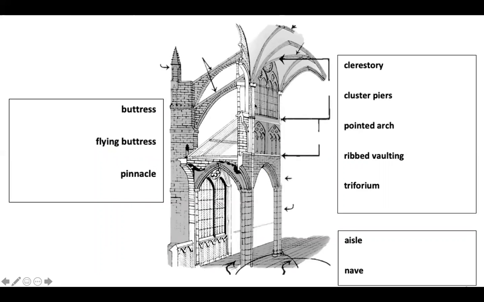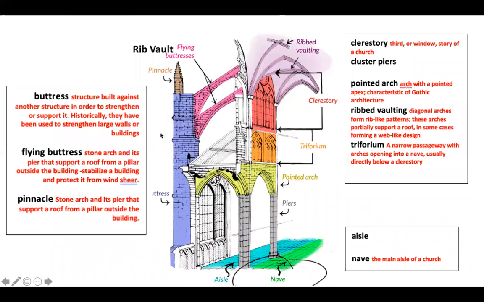Okay, so here's all of our Gothic architecture terms. There's a lot. So on the left, the buttress is a structure built against another structure in order to strengthen or support it. Historically, they have been used to strengthen large buildings or walls. So these are the flying buttresses. Remember, it's like putting your arms on someone's back to support them. That's the flying buttress. Flying buttress, a stone arch and its pier that supports a roof from a pillar outside the building. The pinnacle is the stone arch and its pier that supports a roof from a pillar outside the building. So this is the pinnacle up here. Here it's showing you the ribbed vaulting. The clerestory windows are going to be up there. Pointed arch, the nave, the aisle.